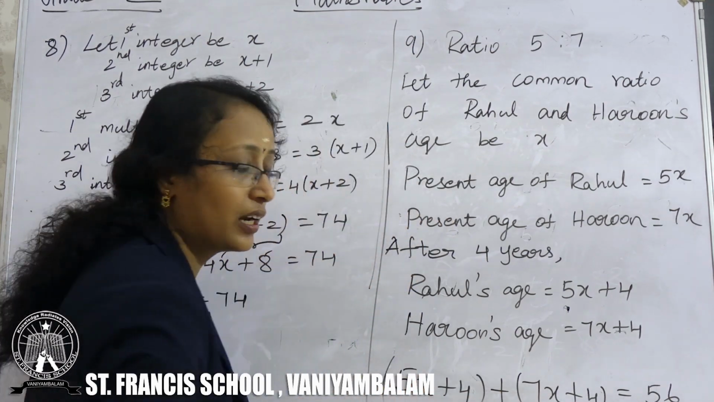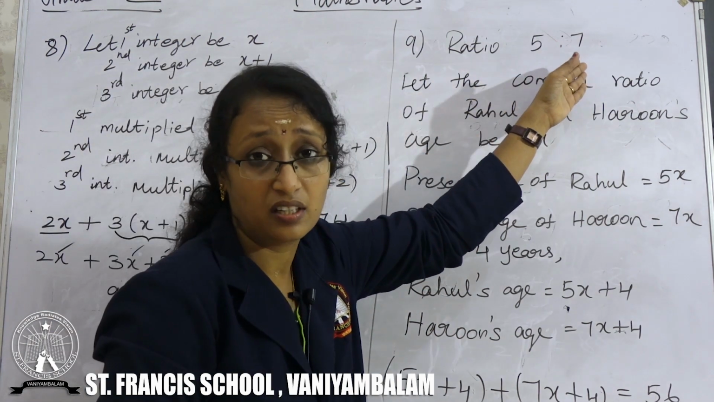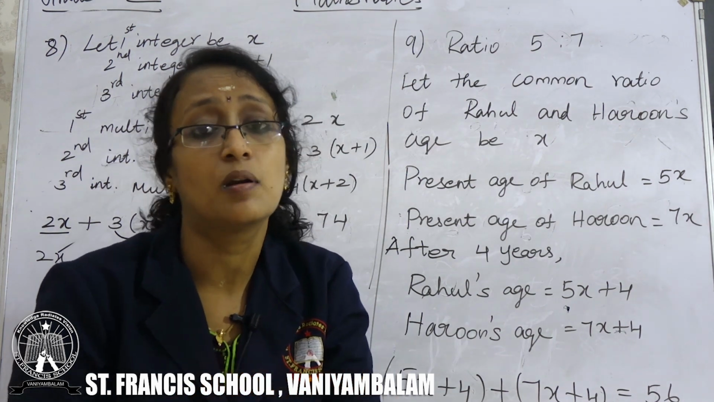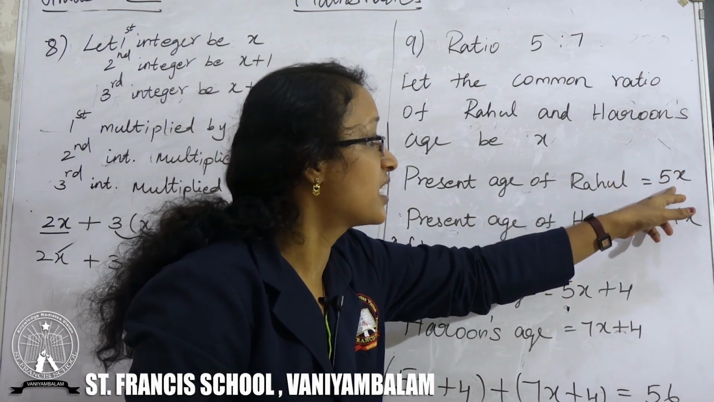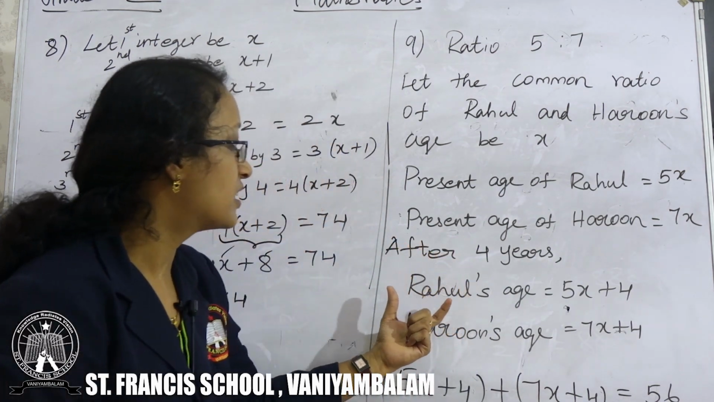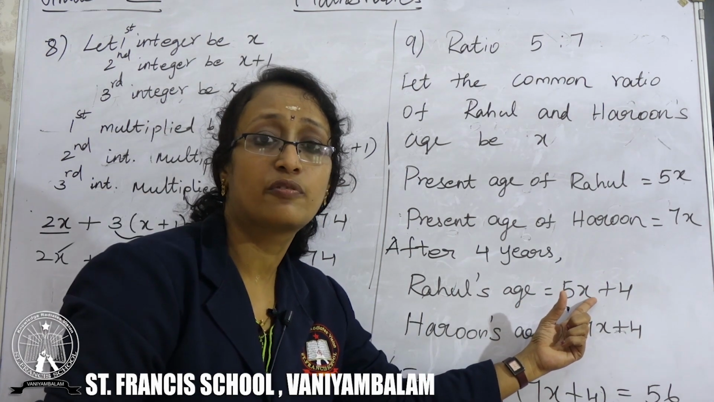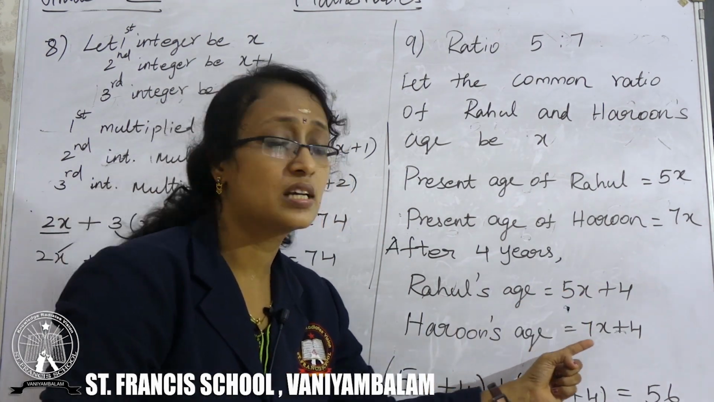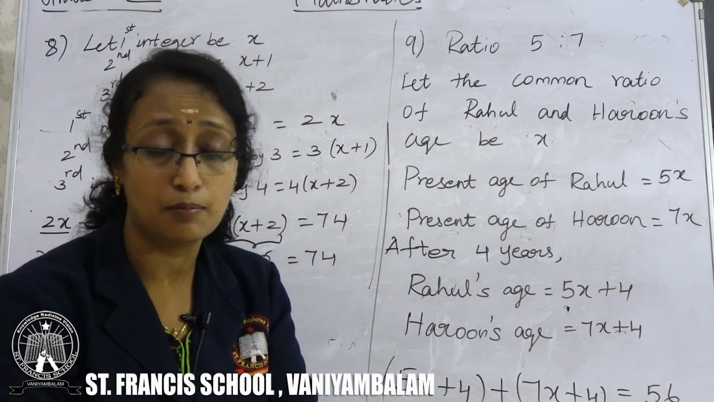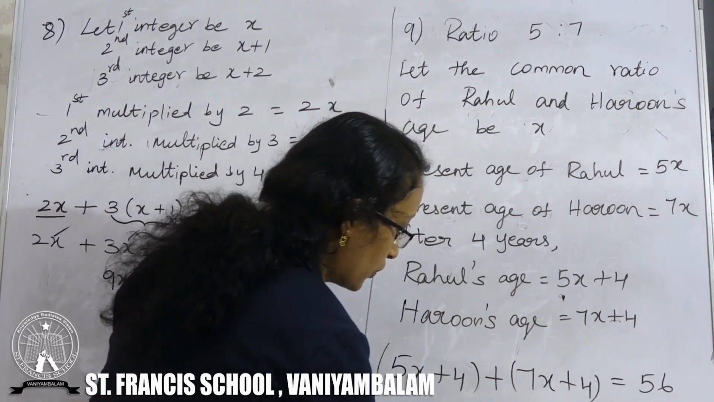I think you got the point now. It is given the ages are in the ratio 5:7. 5:7 is not the age. If Rahul's age is 5 times, then what will be Harun's age? 7 times. So let us take the age of Rahul as 5x and the age of Harun as 7x, and it is given 4 years later, that is after 4 years. So after 4 years, Rahul's age is 5x plus 4 and Harun's age will be 7x plus 4. It is given the sum of their ages after 4 years is 56. So adding both the ages is equal to 56.